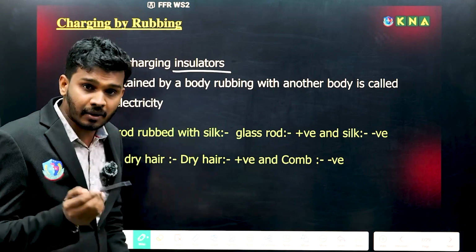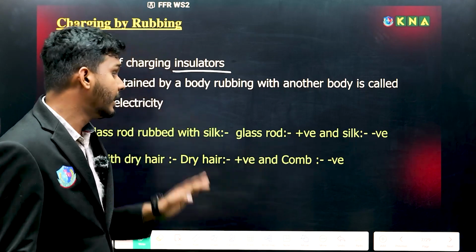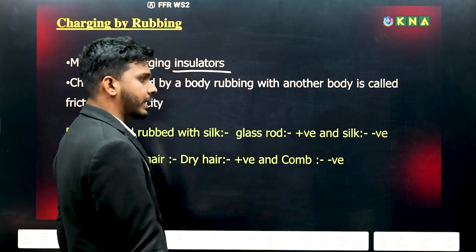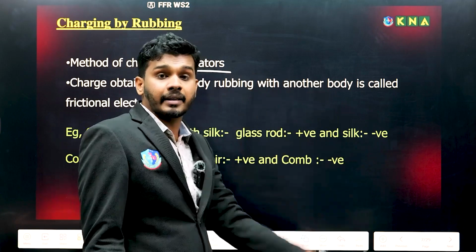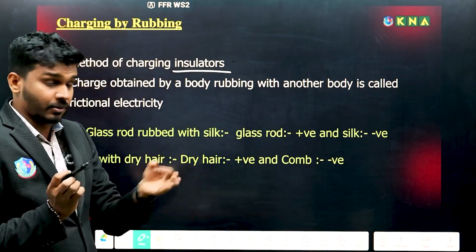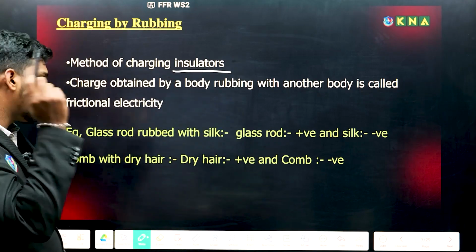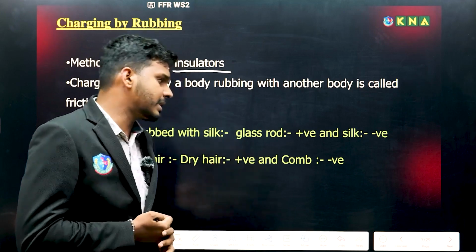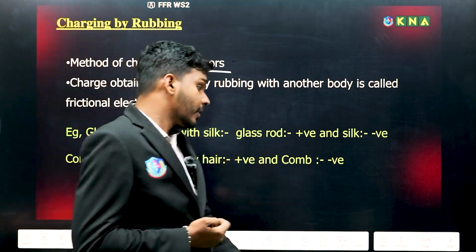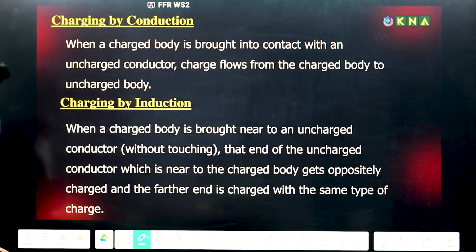Example: a glass rod rubbed with silk. The glass rod gets a positive charge and the silk gets a negative charge, which means electrons move from one body to another, so positive and negative charges are obtained. Next, a comb with dry hair: the dry hair gets a positive charge and the comb gets a negative charge. That is charging by rubbing.